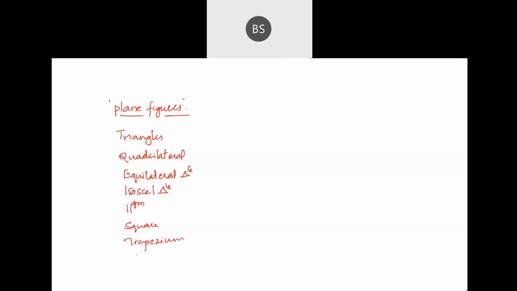Triangles, quadrilaterals. Quadrilateral in general, equilateral triangle in particular, isosceles triangle also, parallelogram, square, trapezium, rectangle, rhombus. Square is already written.